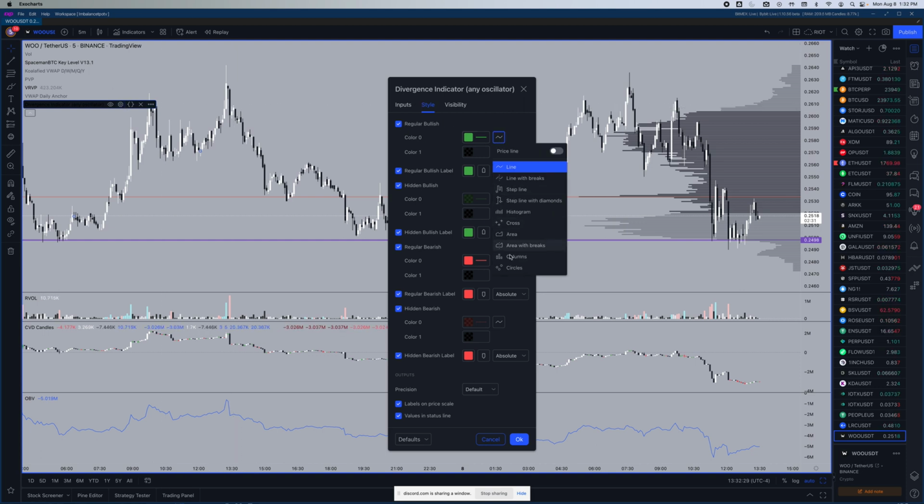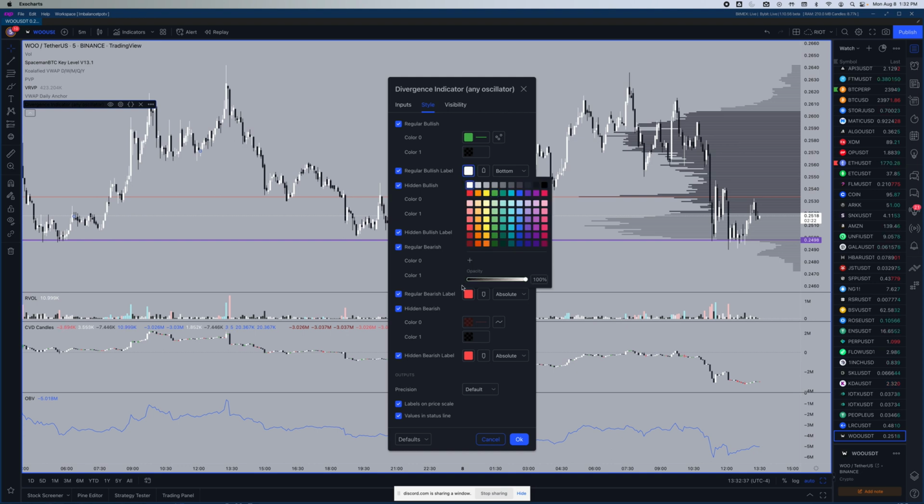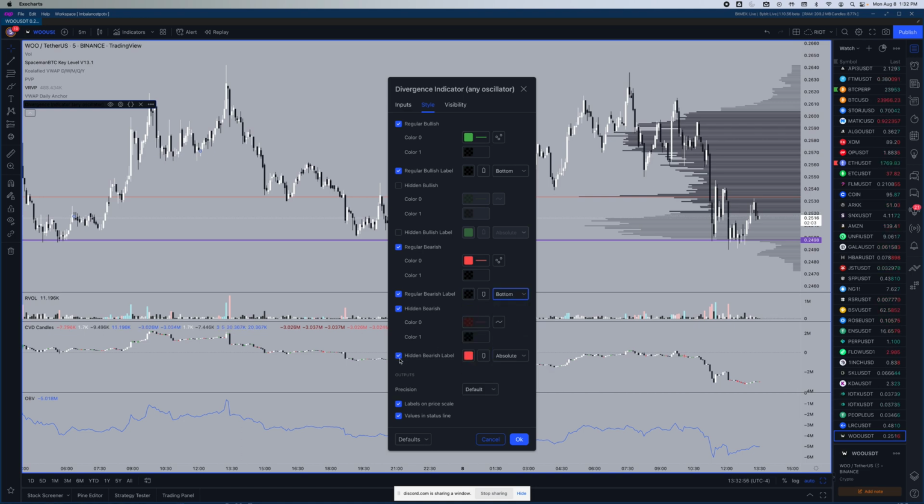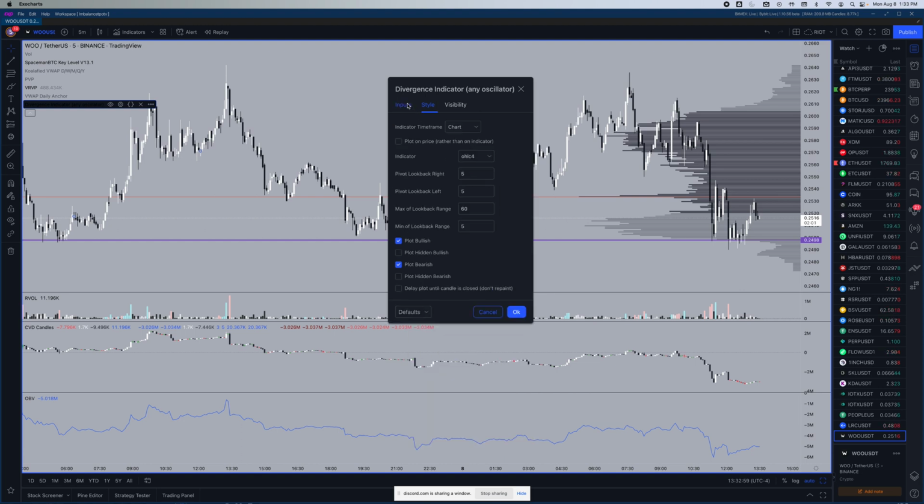I like circles because I don't want to clog up my chart, and I like my alerts at the bottom, and I don't like a bunch of color and stuff. I'm currently not including the hidden divergences because it's not as easy to follow. But essentially, all this stuff is super customizable.